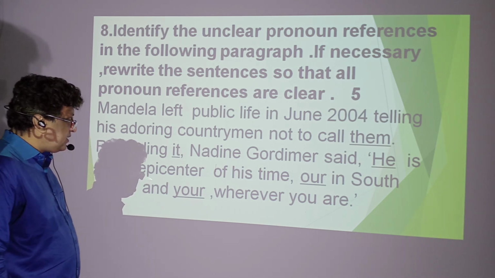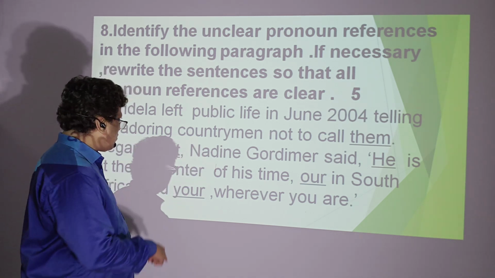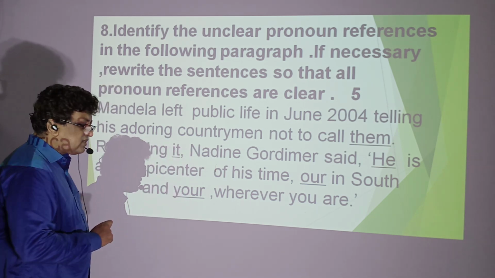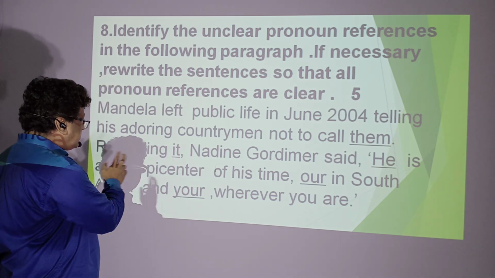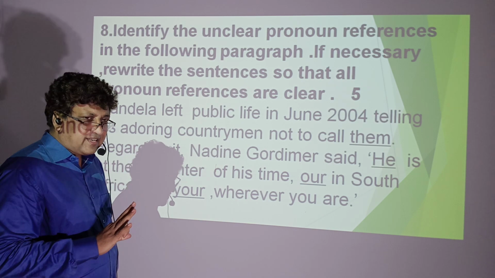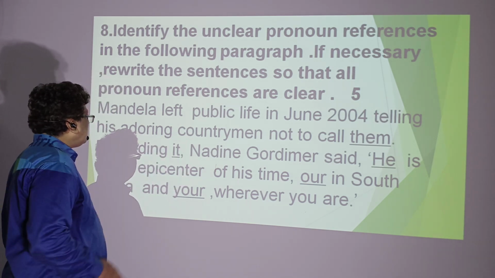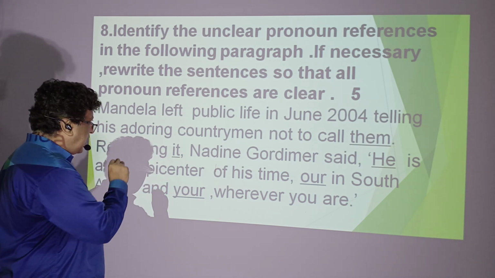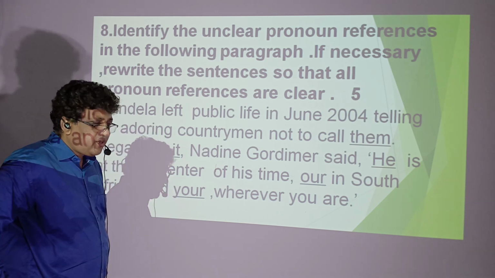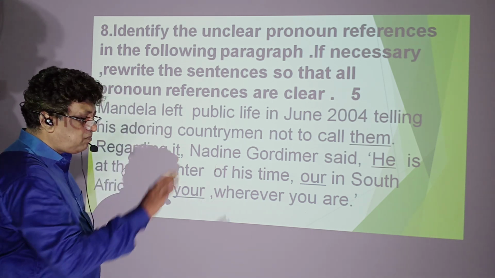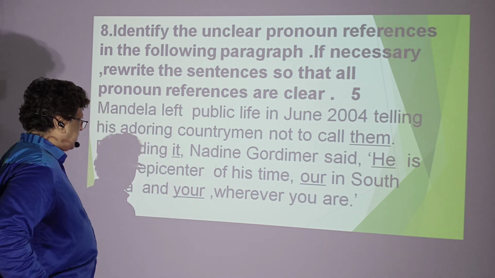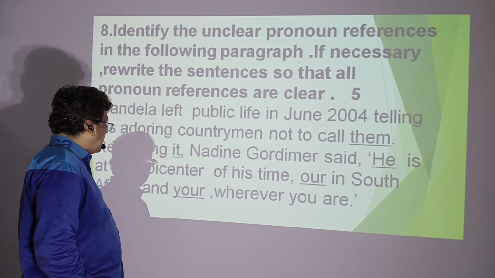Regarding it, Nadine Gordimer said he is. Regarding it, the word it is here ambiguous. It is unclear because it doesn't have any antecedent. So, in order to make it clear, we can use here his speech, his urge, that will refer to the previous sentence where we have the telling of Mandela. So it should be replaced by his speech, his urge.